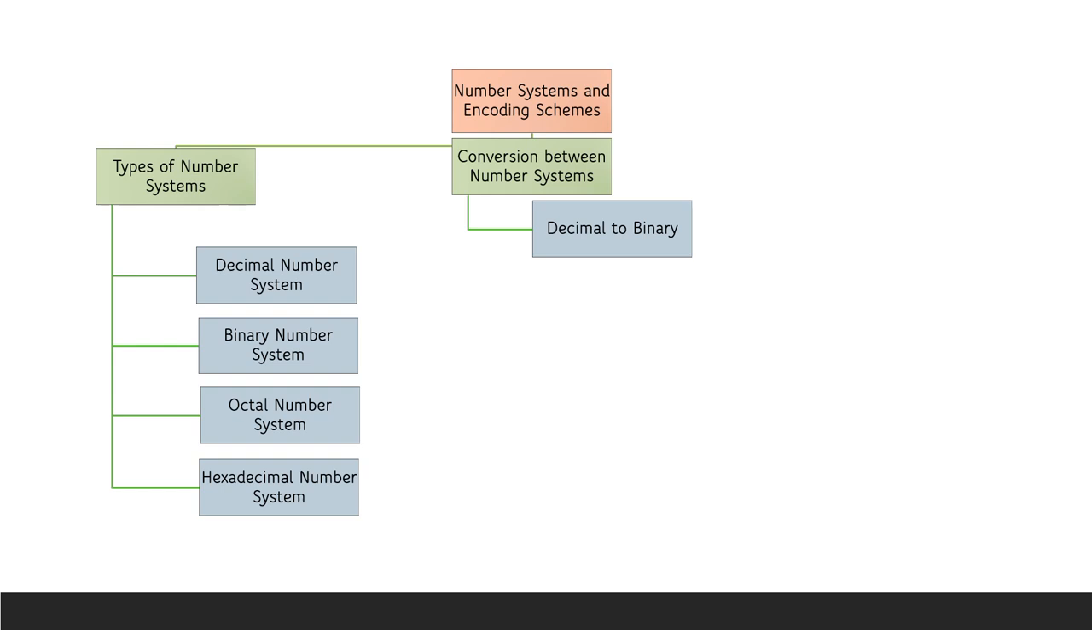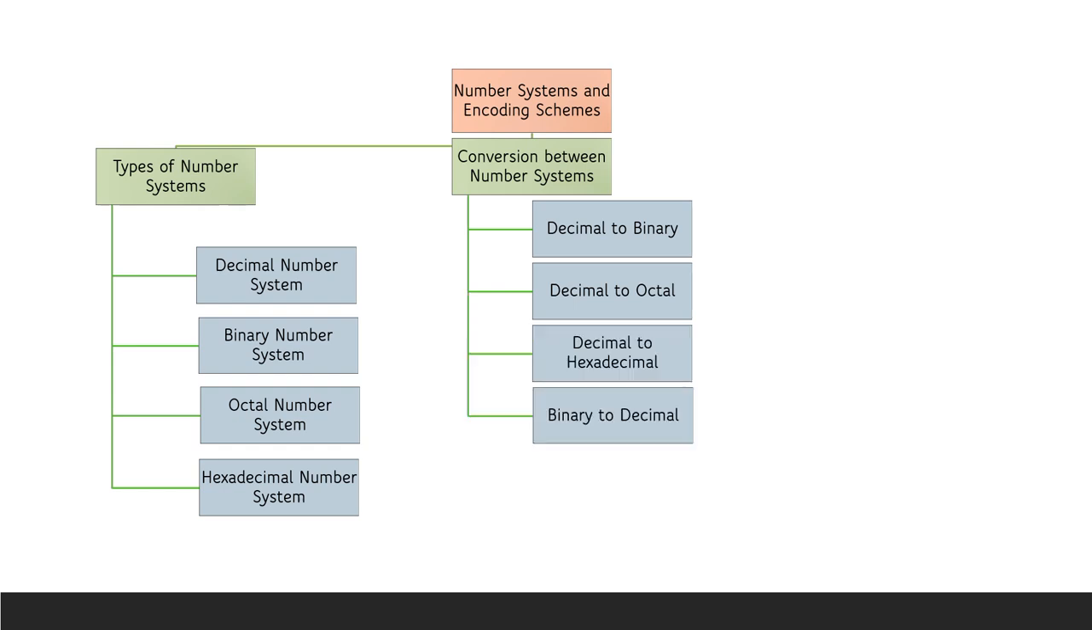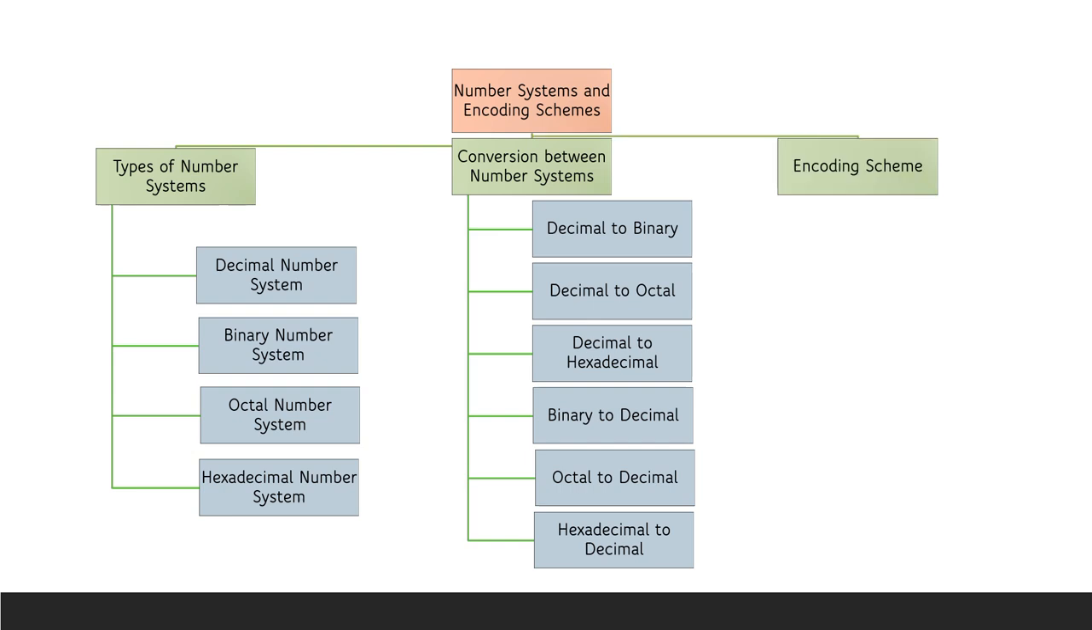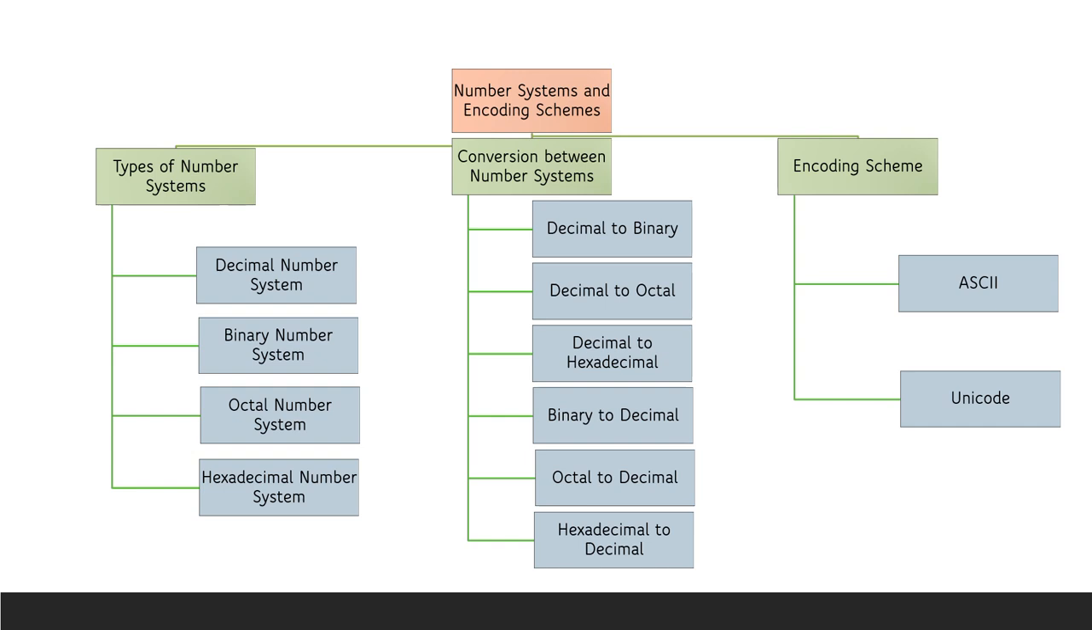Within this category, there are various subcategories: decimal to binary, decimal to octal, decimal to hexadecimal, binary to decimal, octal to decimal, hexadecimal to decimal. Encoding scheme: ASCII and Unicode.